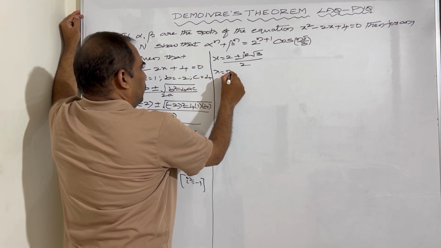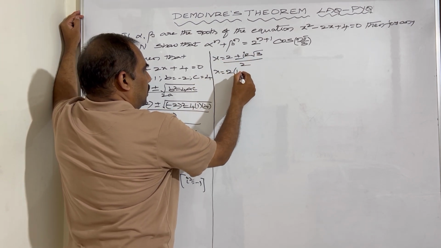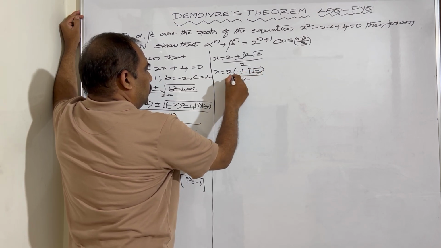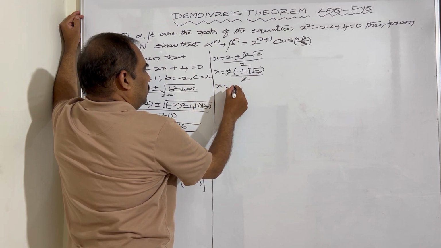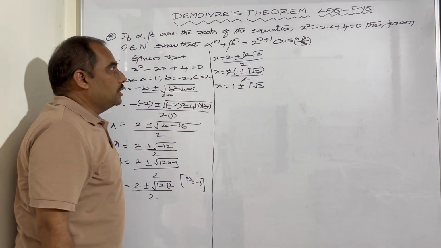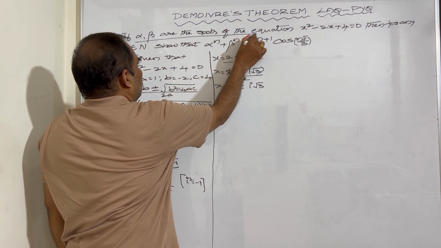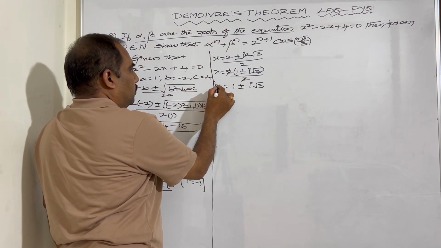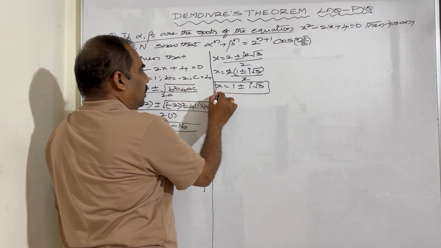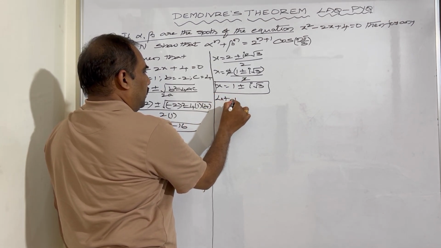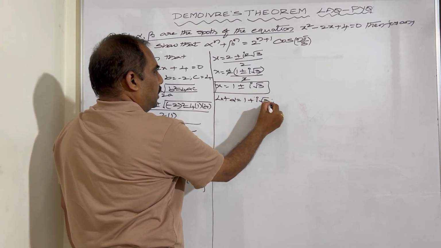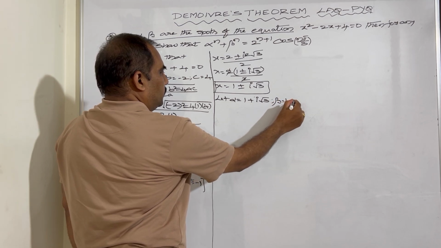Now if we take 2 common in the numerator, we get 1 plus or minus i root 3 by 2. So 2 gets cancelled. Now x is equal to 1 plus or minus i root 3. See here, what is given? Alpha, beta are the roots of the equation. Now we have two roots, x is equal to 1 plus or minus i root 3. So let alpha is equal to 1 plus i root 3, and beta is equal to 1 minus i root 3.